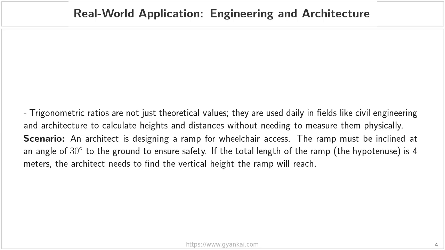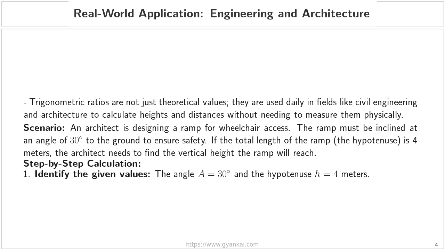Let's look at a practical scenario. Imagine an architect is designing a ramp for wheelchair access. To ensure the ramp is safe and easy to use, it must be inclined at an angle of 30 degrees to the ground. Now, let's say the total length of the ramp, which, as we know from our study of right-angled triangles, represents the hypotenuse, is 4 meters. The architect's goal here is to determine exactly what the vertical height of the ramp will be once it's built.